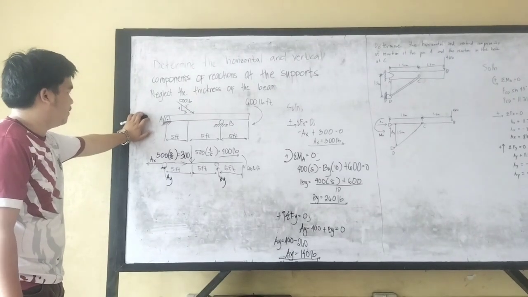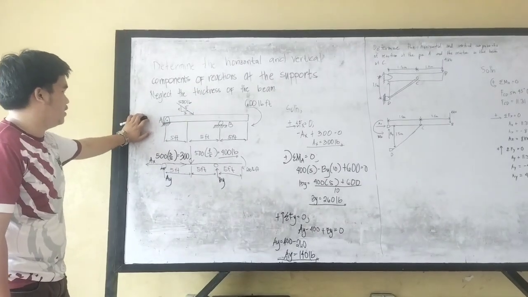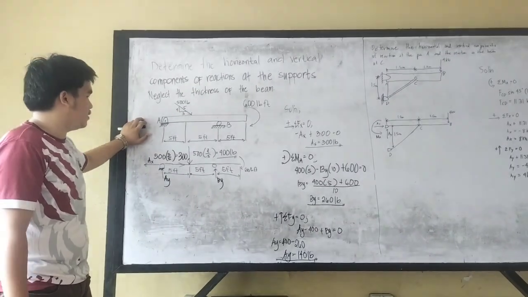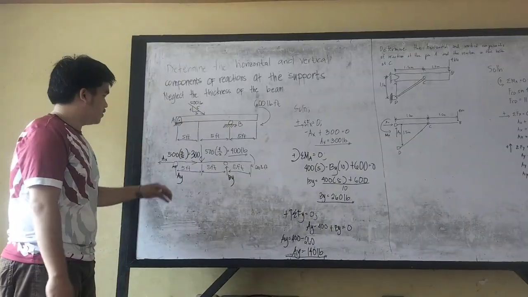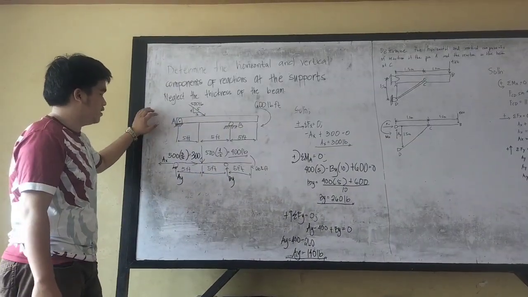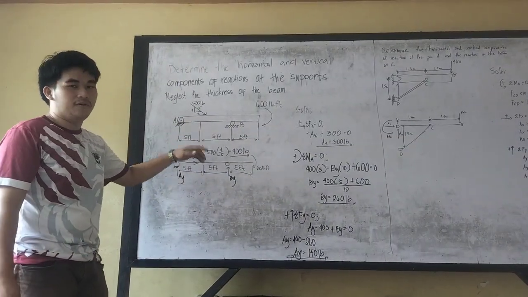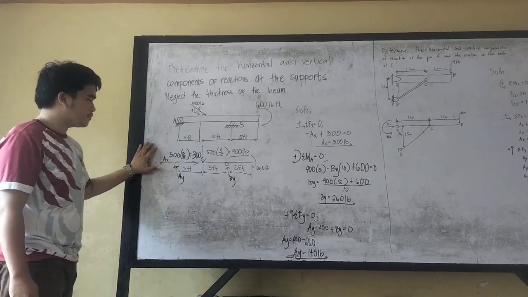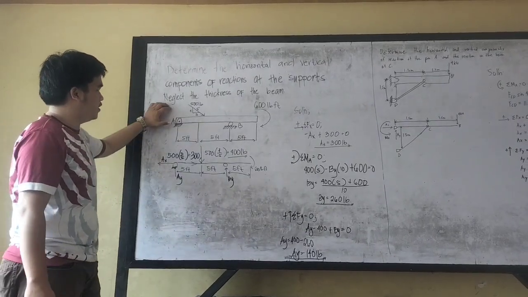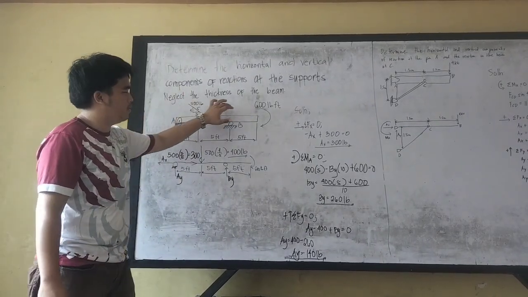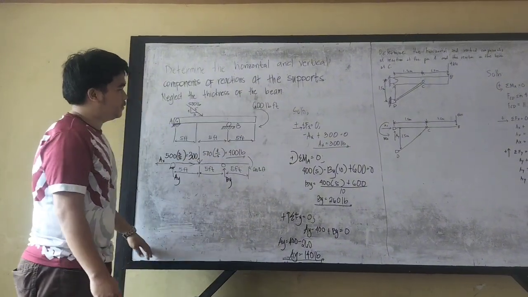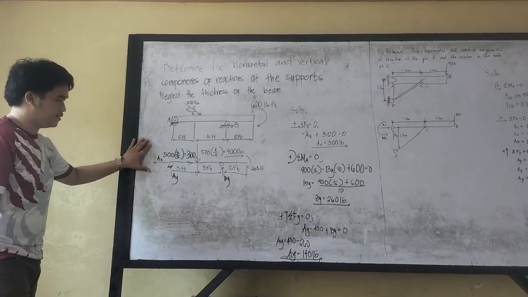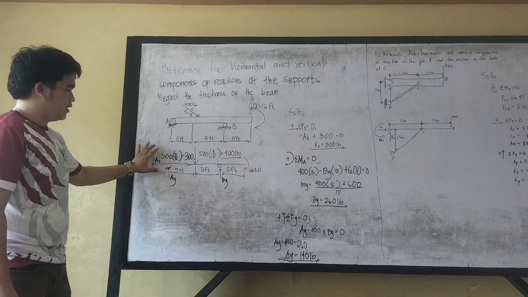So we have 5 feet at point A. We have 5 feet. So we have distance at point A and B. We have 10 feet. And the load is 500 pounds and the moment load is 600 pound-feet. So here's our free body diagram.